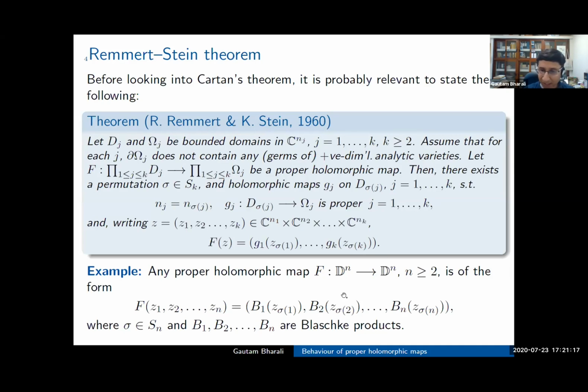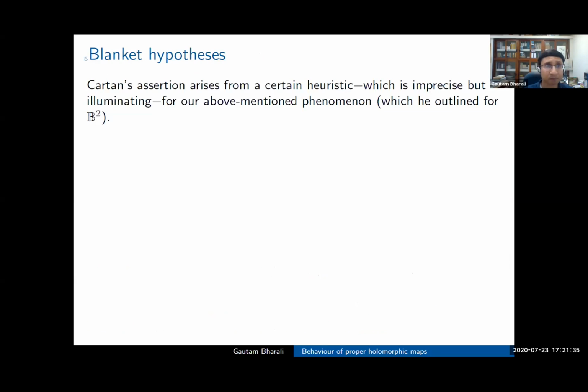But be that as it may, this example does not exhibit an analog of Cartan's theorem, because please note, remember the definition of a Blaschke product, this capital F is still in general a many-to-one map. Okay, so please keep that thought in mind.